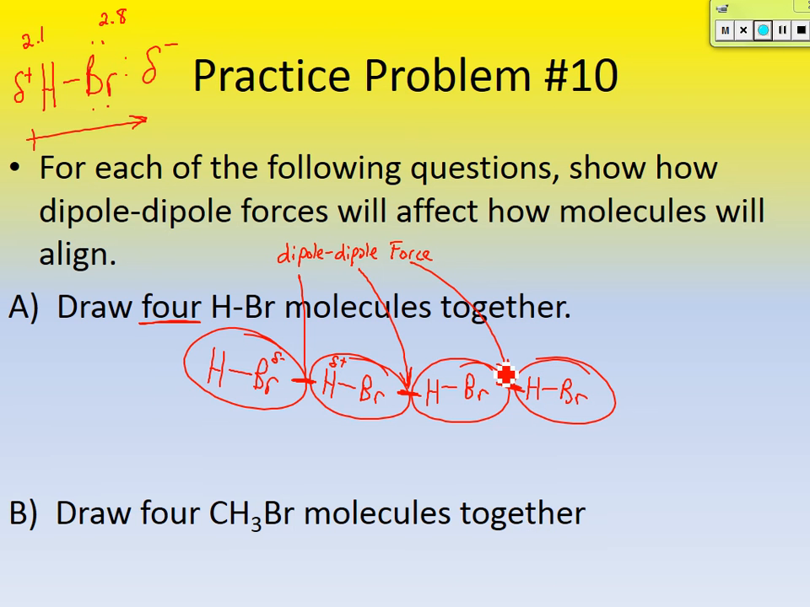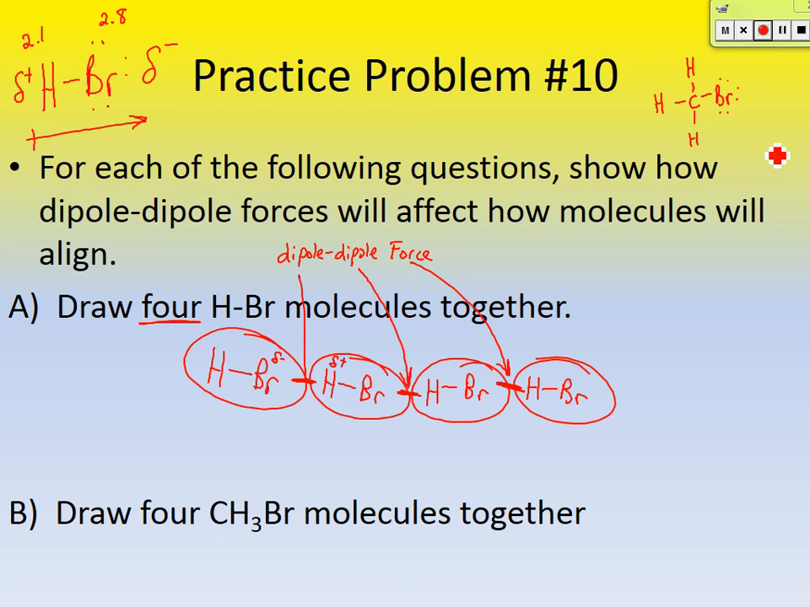Now on part B, I want you guys to do this one. But let me help you with its Lewis structure real fast. So here's what this molecule looks like. What I would like you to do is go through, write in the electronegativity values, figure out which side's negative, which side's positive, and draw 4 of them. Show me how they would align. So if you're watching the video, please hit pause and try this real fast on your own before I show you how to do it.